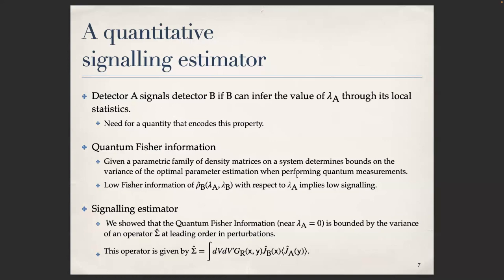Also, we get that detector A can only encode information through the average value of this current operator that we've defined, that basically tells us how detector A is coupling to the field. And another feature is that we're using the variance of this object.